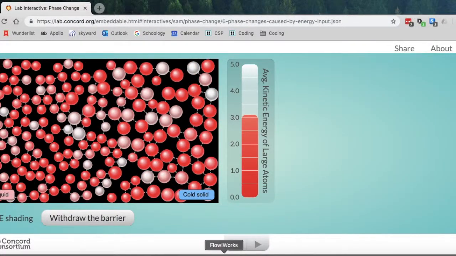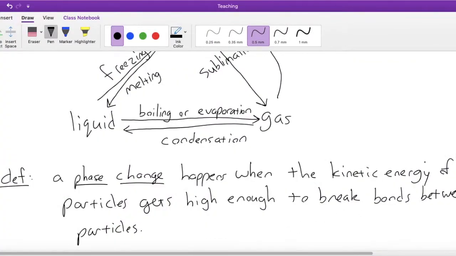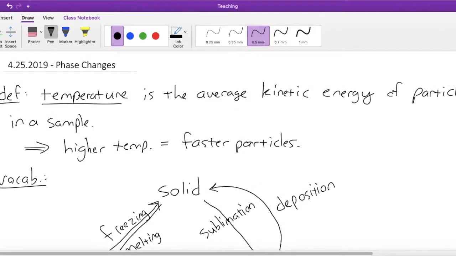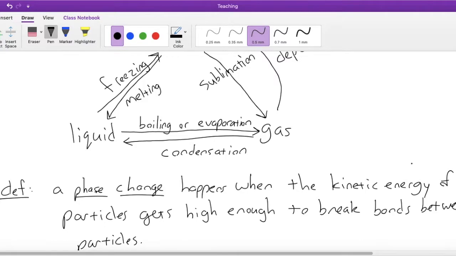This is basically it. It's kind of common sense stuff in this unit. I'm just asking you to memorize a few vocab words and use those vocabulary words and the behavior of particles to explain what's happening when common physical changes happen.